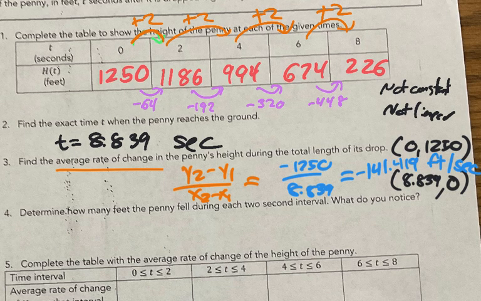Determine how many feet the penny fell during each 2 second interval. Oh, I didn't know this was the question. Already did that, right? It's all of these. Sorry, shouldn't have worked ahead. I so wanted to do that. So it fell 64 feet. It fell 192 feet. Then it fell 320 feet. Then it fell 448 feet.